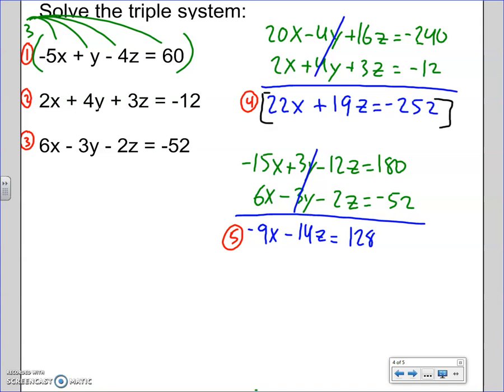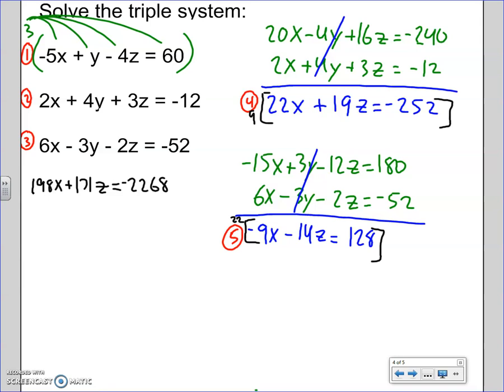The first time 22 and 9 match is pretty big, so you use the calculator for this part. I'm going to multiply this first equation by 9 to get a positive, whatever that is. I'm going to multiply the second equation by 22 to get a negative, whatever that number is. So if I distribute the first one, I get 198x plus 171z. And that equals negative 2268.